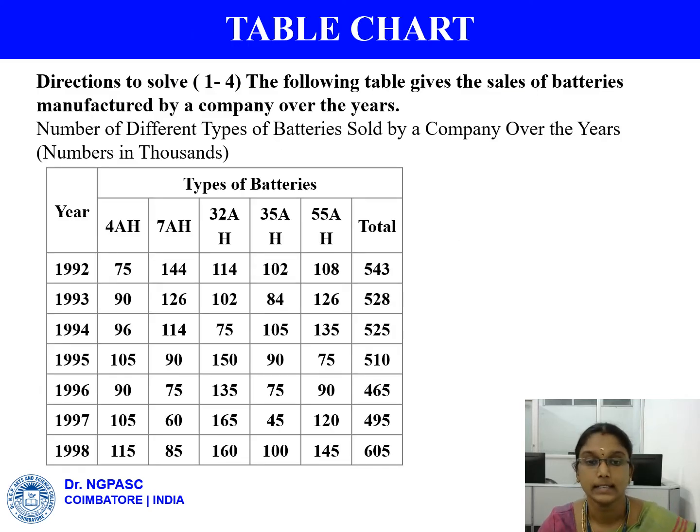Okay, let us see the first example for the table chart. The following table gives the sales of batteries manufactured by a company over the years, the number of different types of batteries sold by a company over the years. See here, in the first row are the types of batteries: 4 ampere, 7, 32, 35, 55. Column-wise, they gave the years 1992 to 1998.